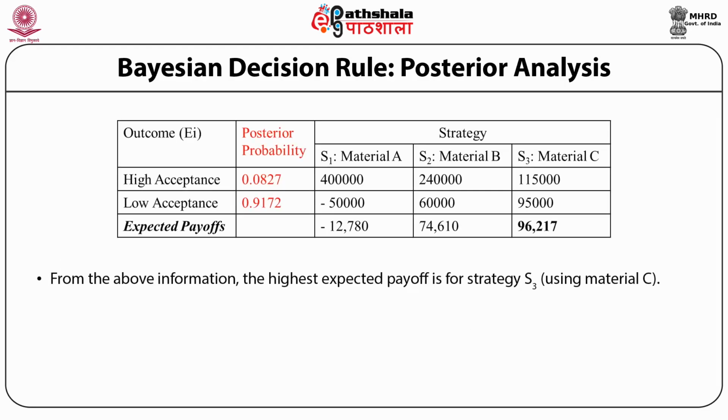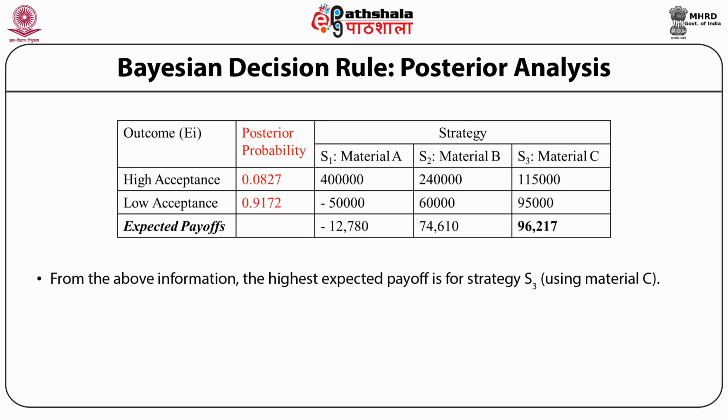So now we can make the use of the posterior probabilities, which are also known as the revised probabilities. So in case of the high acceptance, the revised probability is 0.08. For low acceptance, the revised probability is 0.91. Now, using posterior probabilities, we can calculate the expected payoffs for all three strategies, and expected payoff is maximum for the strategy S3. So we can go with the strategy S3.